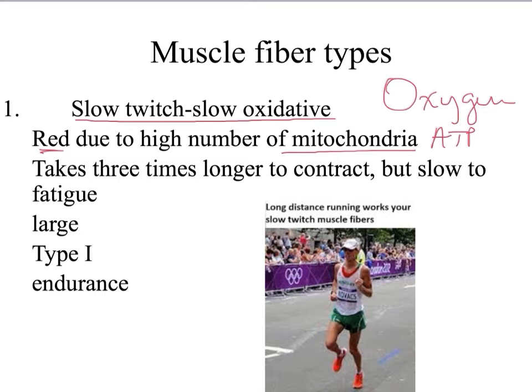So these take longer to contract, but they can keep on working much longer. So these are going to be really brought into play for endurance people. So these are going to be your slow twitch, oxidative fibers, and again, they allow you to have more endurance. They take longer to contract, but once they get there, they can keep going for a longer period of time.